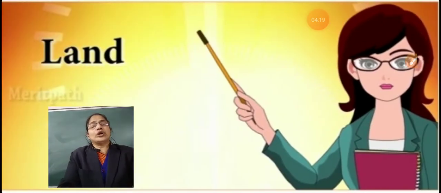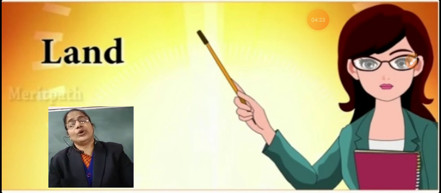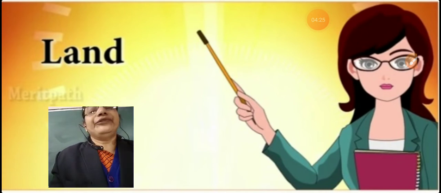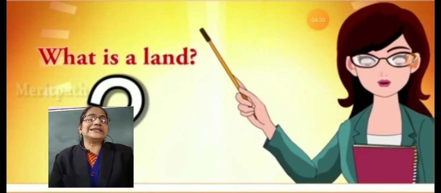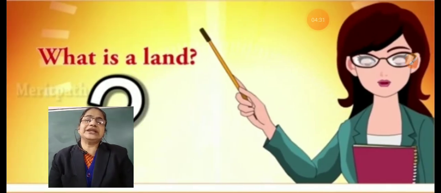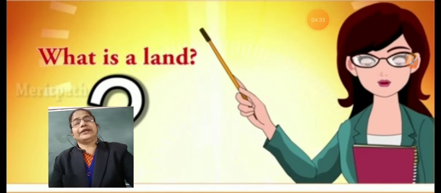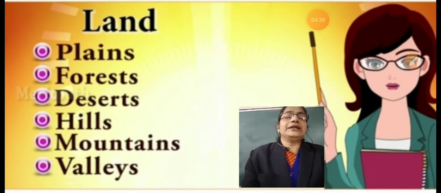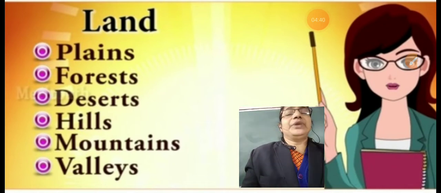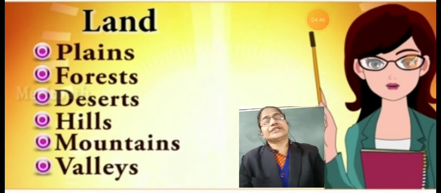Next, we are going to learn types of land. We already learned there are different types of land. Now, what is land? You can see here how many types there are. Here you can see types of land: plains, forests, deserts, hills, mountains and valleys.